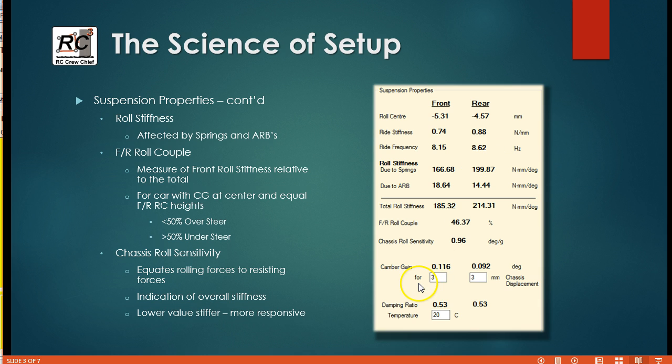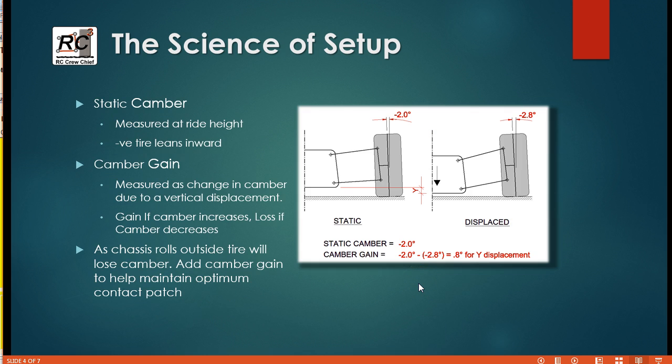Okay, so next we're going to talk about camber. We have basically two parameters here. We have a static camber setting. This is what we set when we've got our car sitting on the bench, and then we have a camber gain value. The static camber is measured at ride height. The negative value means the top of the tire leans inward.